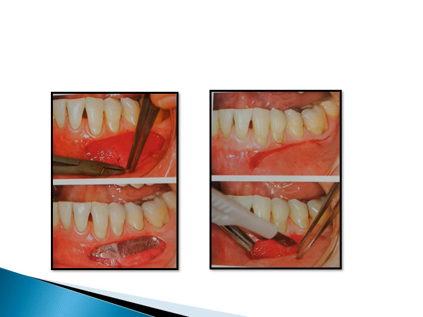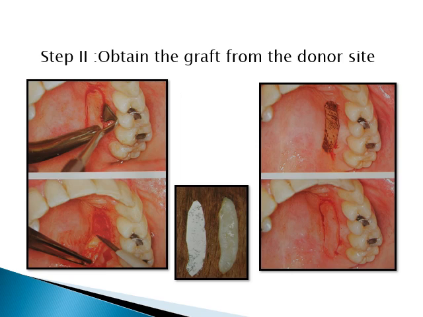Then we place a suture, a disposable suture, from the lower margin of the mucosa with the periosteum. Then apply a sterile tin foil to make a pattern for the graft. Then obtain the graft from the donor site.